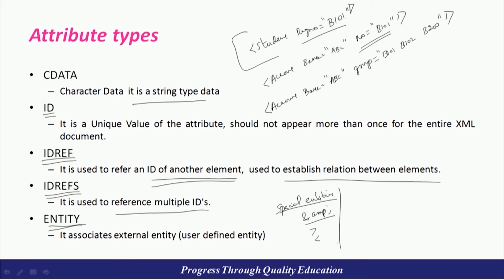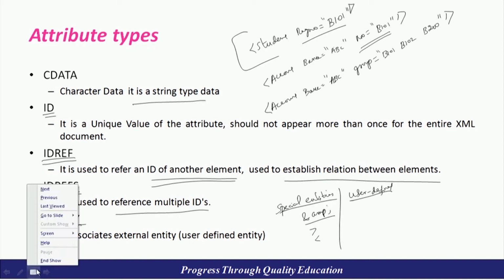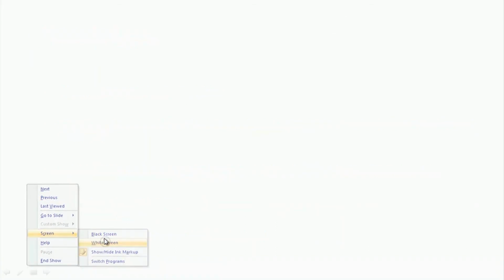Like that, we can have our own entities, that is user defined entities. The user defined entities can have abbreviations. Say for example, I would like to specify the student who is studying BCA. Student, this is element, course. In this place, I would like to specify the entity.